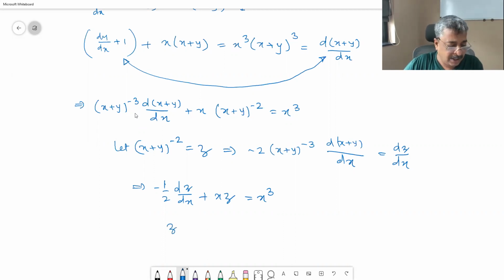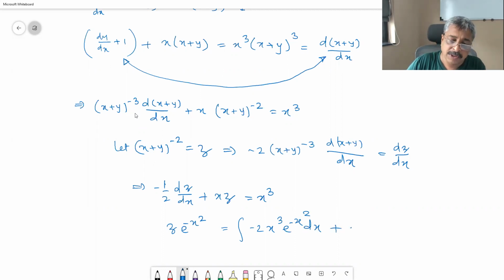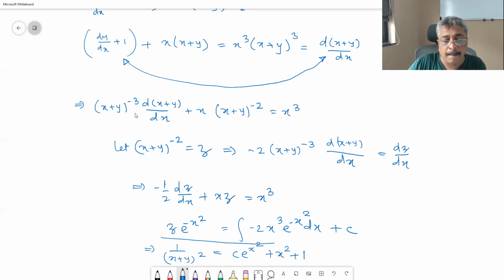So the answer is z e raised to minus x square, integrating factor is e raised to minus x square, is equal to integral of minus 2x raised to 3 e raised to minus x square dx plus c, which is 1 upon (x plus y) bracket square equal to c e raised to x square plus 1. That is your answer.